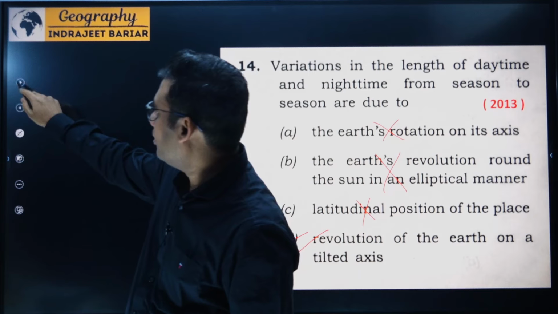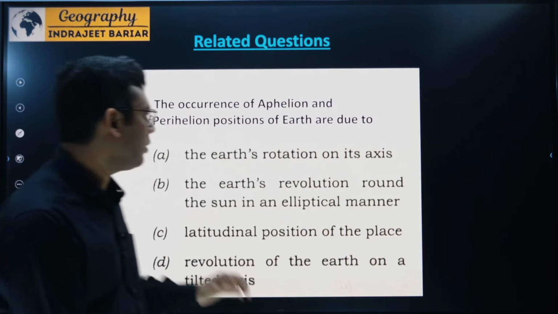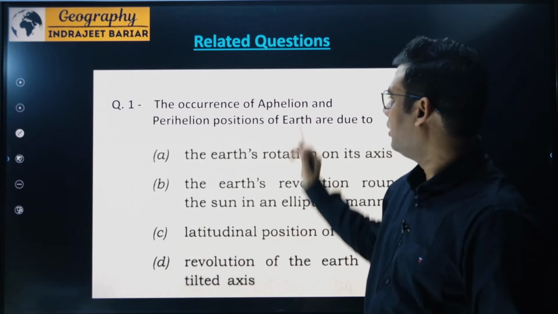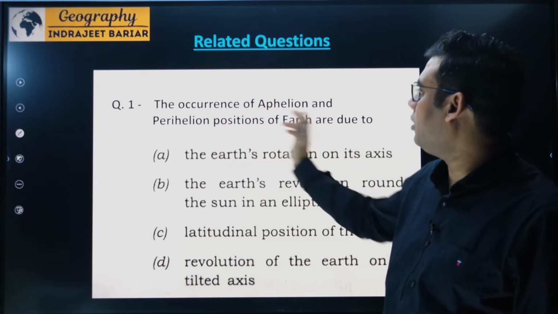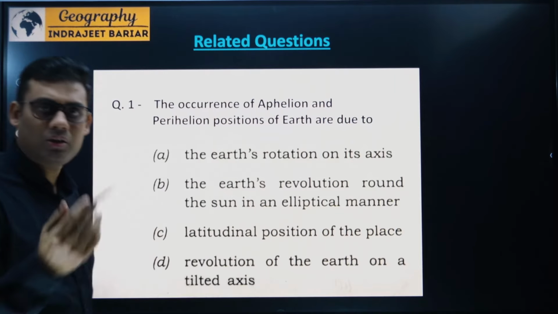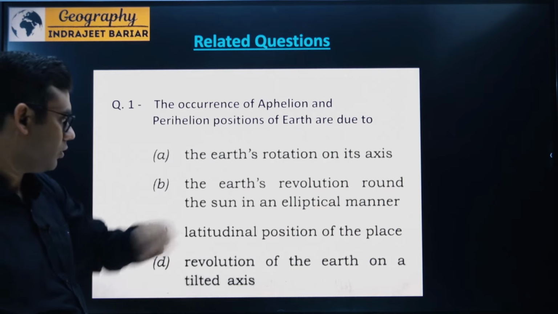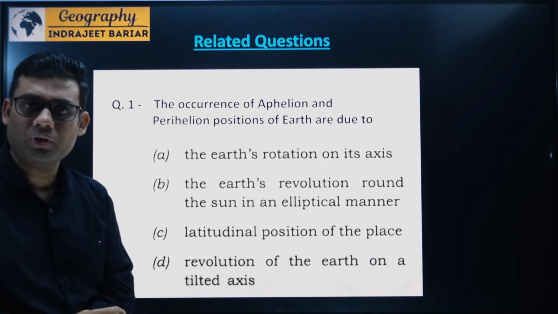Now based on this, I have created a few questions for your practice. The first one is pretty much based on the same question only. I have just changed the initial statement. So the first related question: the occurrence of aphelion and perihelion positions of the Earth are due to, and this we have already discussed just now. The Earth's rotation on its axis, Earth's revolution, same options are there. I have just changed the statement of the question.